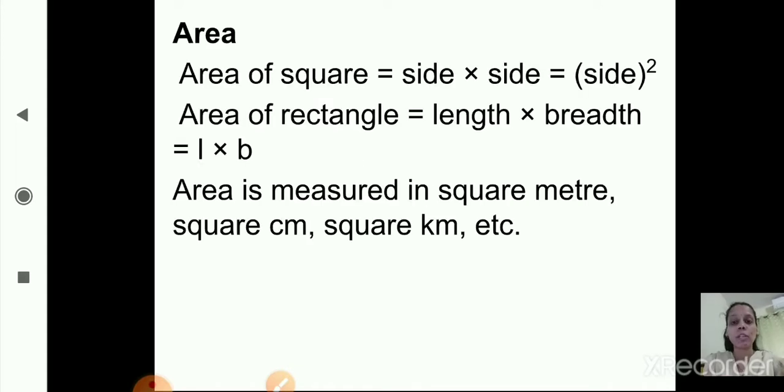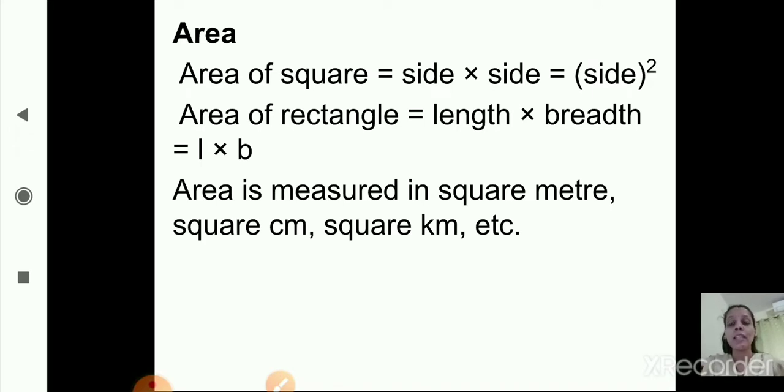Area of square. What is the formula to find out area of square? Area of square is equal to side multiplied by side, or you can write it as side square. And area of rectangle is equal to length into breadth, that is L into B. L means length and B means breadth. And area is measured in square meter, square centimeter, square kilometer, etc. So these are the units for area. Square meter, or you can write meter square, square centimeter, centimeter square.